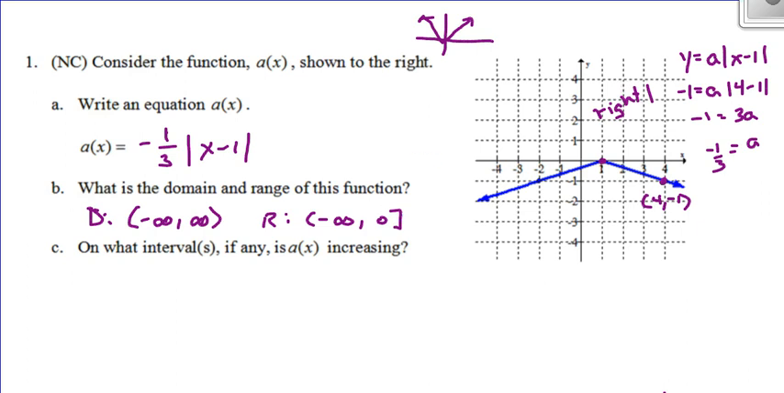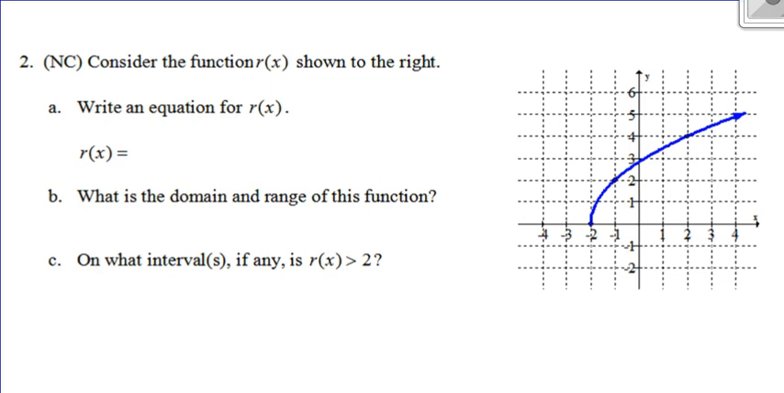Last thing, we're asked when it is increasing. So if we go from left to right, we can see that our function is going up all the way till we hit 1, but after that it is going down. So we would say that it is increasing from negative infinity to 1. Remember, we use x values to say where it is increasing.